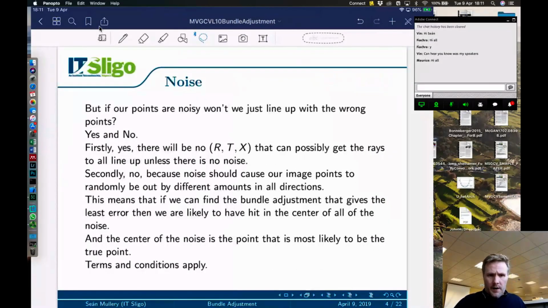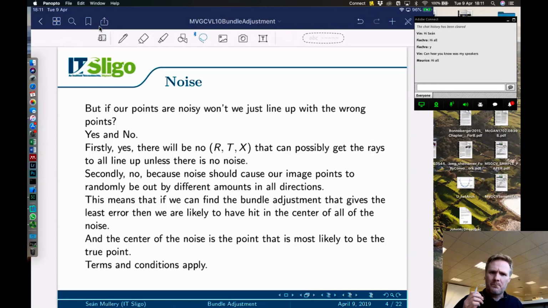Then if we do, right, so let's say that we do, and the whole idea is that we're trying to line it up with these points that we have in our images, but if the points are noisy, won't we just line up with the wrong points? Okay, which is what most people would assume when we have this. And the answer to this is both yes and no. Okay, so firstly, the yes.